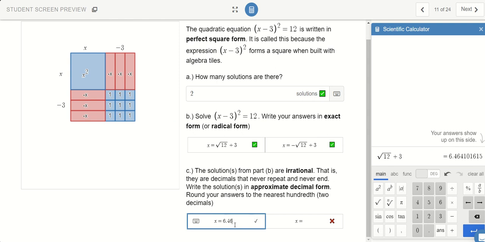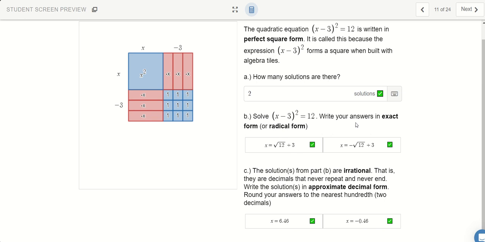Oops, 0.46. And this over here, the square root of negative 12 plus 3 is going to be negative 0.464. So when we leave our answer as a square root, we call that leaving it in exact form. Again, if I want to find the exact answer, I could just type in this formula and figure out what the x is. And down here, these are examples of approximate form. So again, these numbers are rounded, and they may not necessarily be close to the answer.